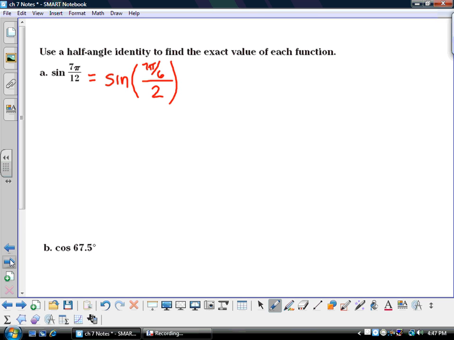So now I'll use my half-angle formula for sine, and this is my x value, or my theta value, that's going to go into the formula. The half-angle formula for sine was plus or minus the square root of 1 minus the cosine of that angle, so the cosine of 7 pi over 6, all over 2.